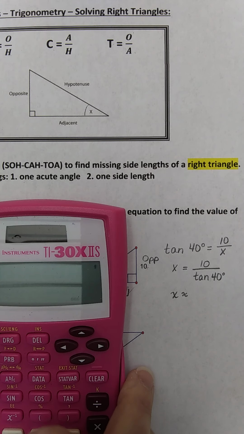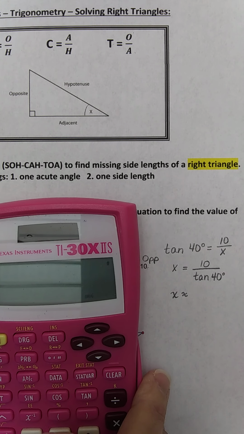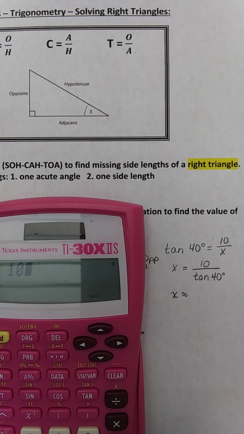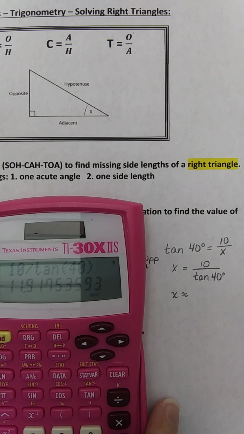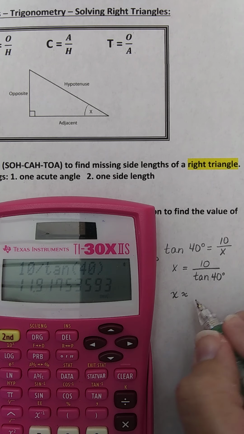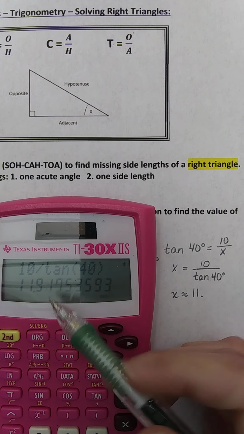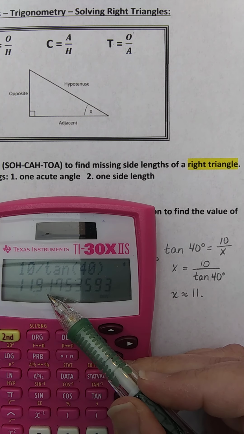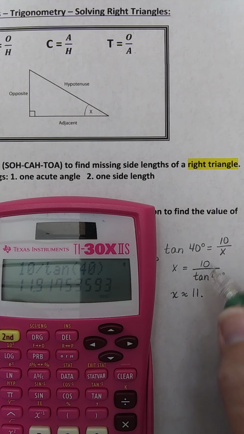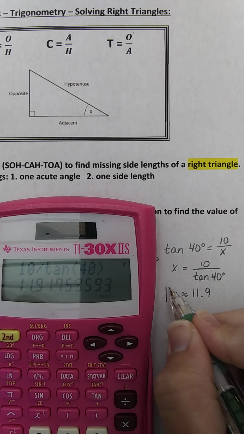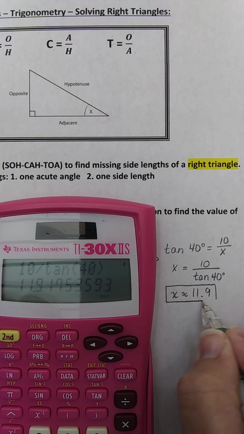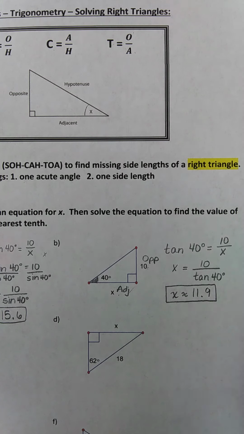So we take our calculator and we type in 10 divided by tangent 40 equals, and we get this 11.91. So 11 point, the 9, and the 1 after it does not round it up, so it's going to stay 0.9. And we get 11.9 as the length of that other leg.